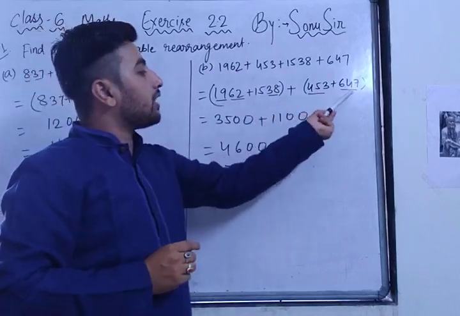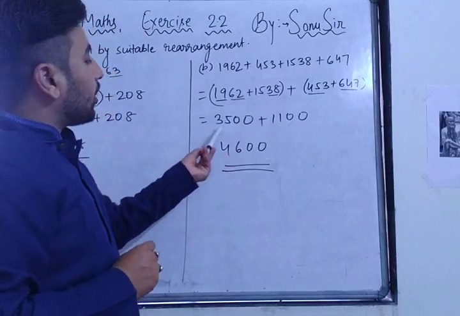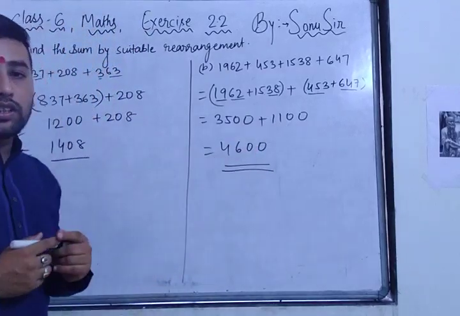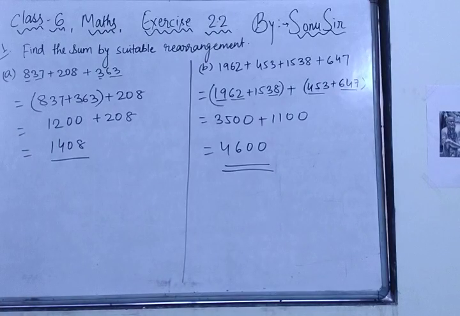And 400 plus 600 is 1000, 53 plus 47 is 100, so 1100. 3500 plus 1100 is equal to 4600. You can write this answer in your notebook. I hope all of you are understanding. After that we will move towards question number 2.